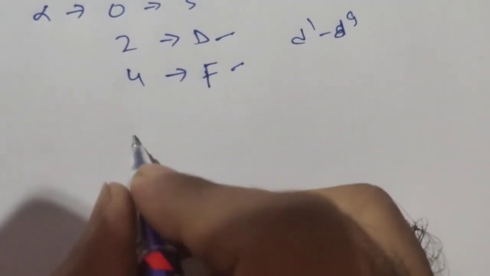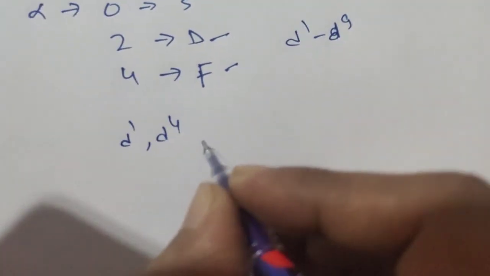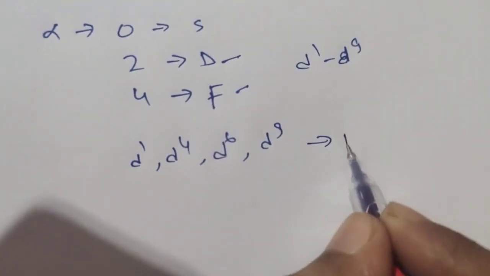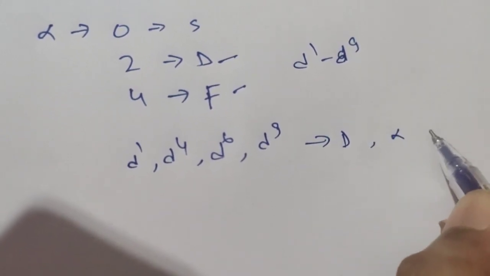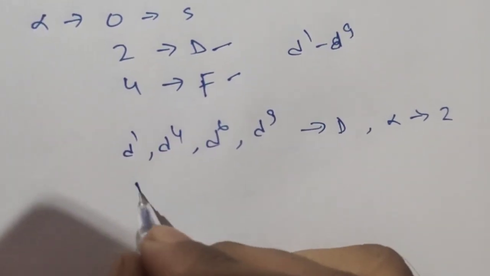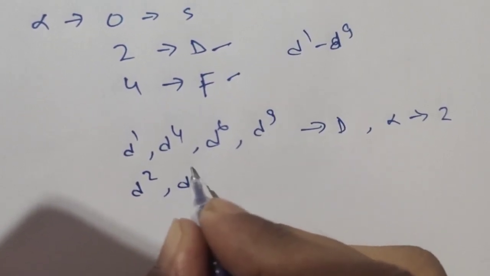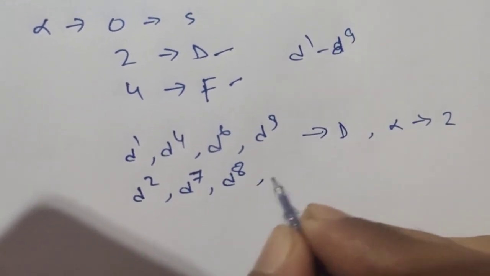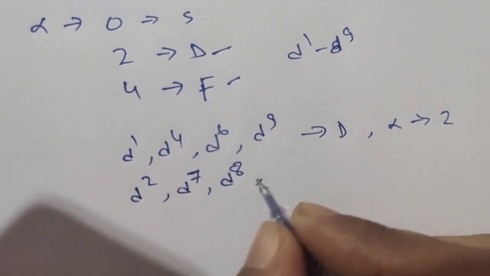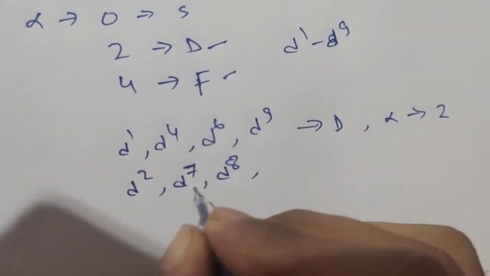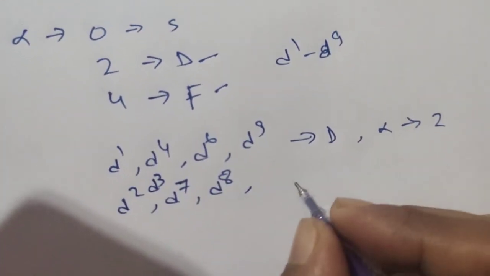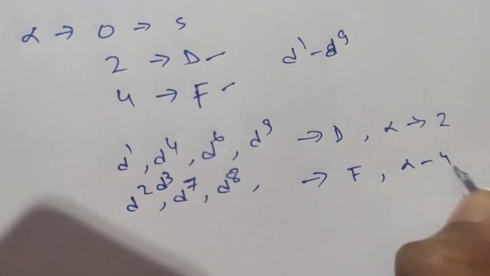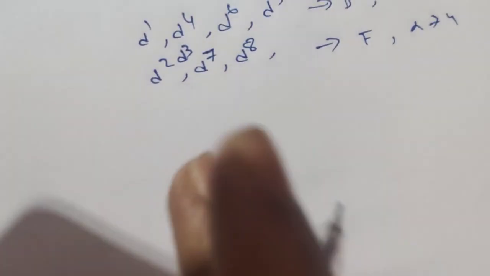So for D1, D4, D6 and D9, the ground term will be D and the alpha value will be 2. For the rest, D2, D7, D8 and D3, the term will be F and the alpha value will be 4. So let me show you how.